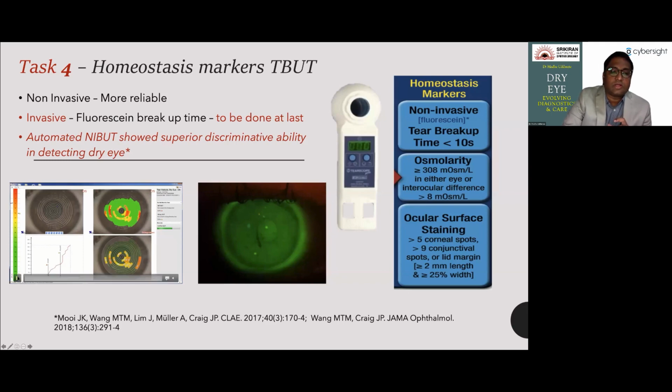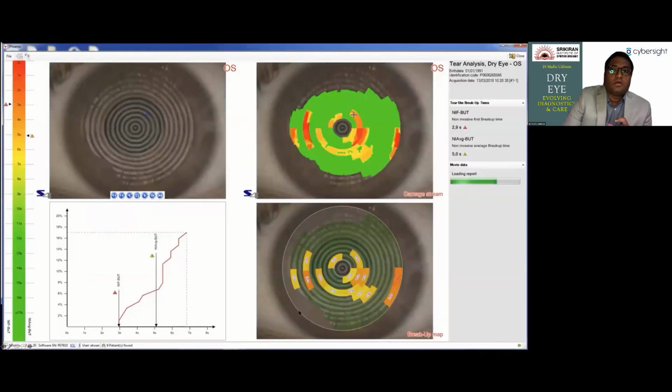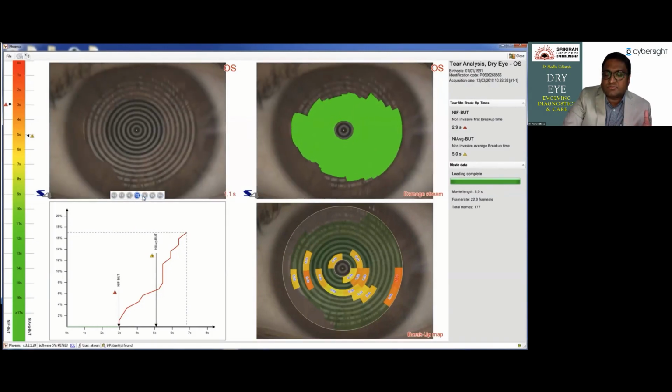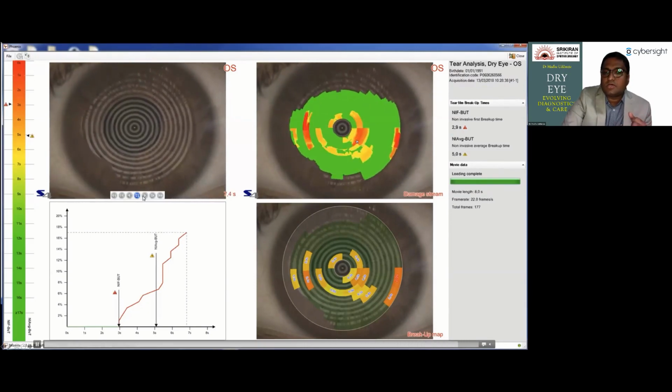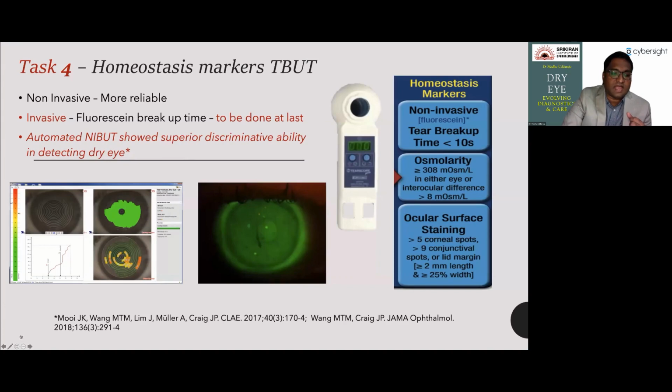Now let us look at the automated non-invasive tear break-up that we do with the Scheimpflug imaging we have in our institute. This is the Sirius machine, which automatically takes the reading. If you see here, the orange or yellow spots are the dry spots that are happening. So I'll just play it again for you.